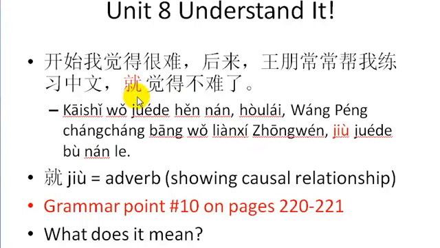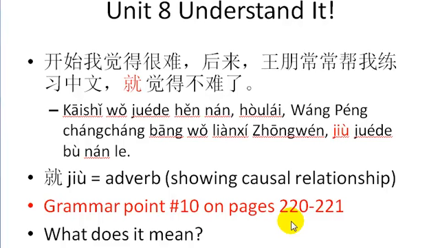Now you've seen 就 used before to mean to happen quickly afterwards, right? Okay, here it's being used a bit differently, and it's explained in grammar point number 10. So after I explain this, you should pause this and go look at grammar point 10 on pages 220 and 221. Look at the examples there.